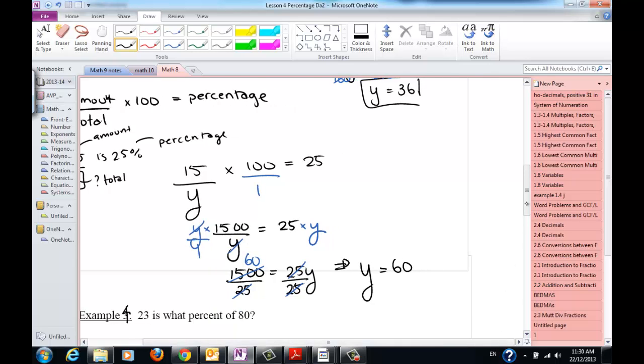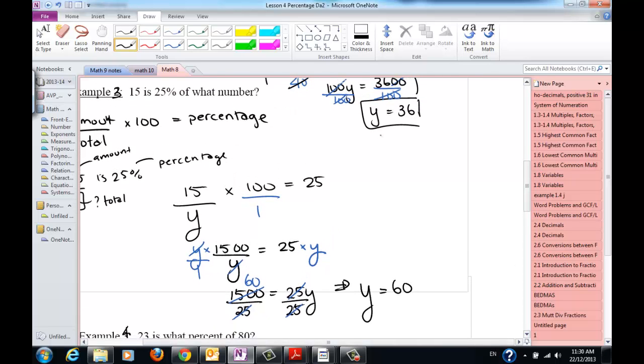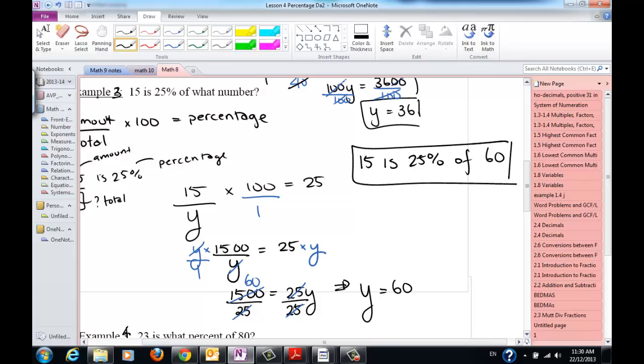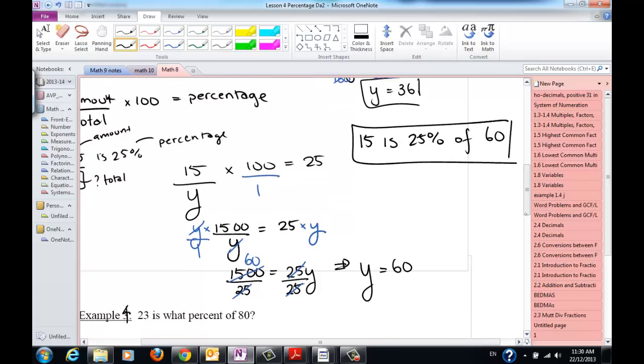Again, I want to write a word problem to finish it. So I have 15 is 25% of what number? 60. And that would be my answer. You can always check this if you want. If you did 15 divided by 60 and then multiplied it by 100, you'd get 25%.